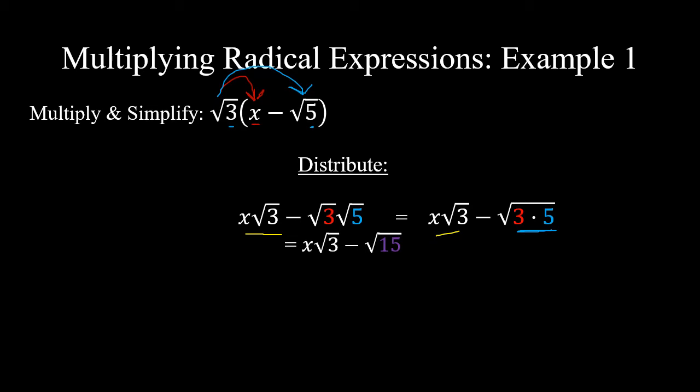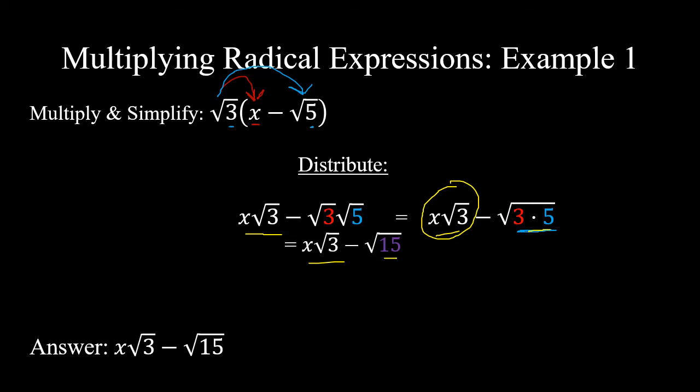Of course this term stayed the same, right? That was as simplified as it was going to get. Minus the square root of 15, okay? Because 3 times 5 is 15. And you should always be asking yourself, can I simplify that any further? Can we simplify the square root of 15 any further than that? And no, we can't. So that is my answer: x square roots of 3 minus the square root of 15. And that's as simplified as it will get.